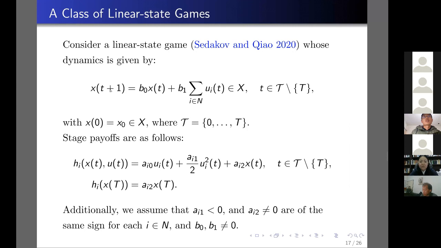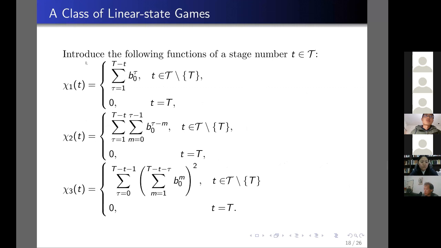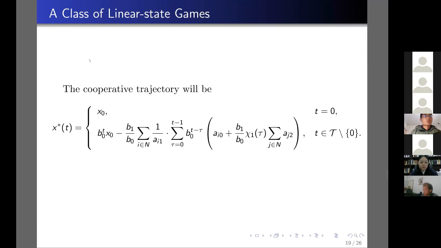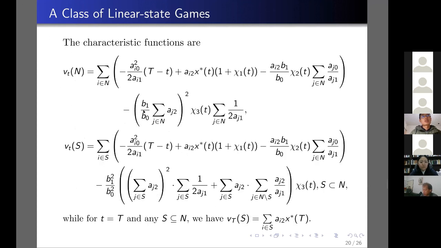Next, let us consider a class of linear state games, which was studied in Petrosyan and others in 2020. This game's dynamics are given by the following formula. Note the game starts with x0 instead of x1 here. The CGP are as follows. And when we introduce the following functions, the cooperative trajectory can be written in such a formula, and the characteristic function is of such a form.